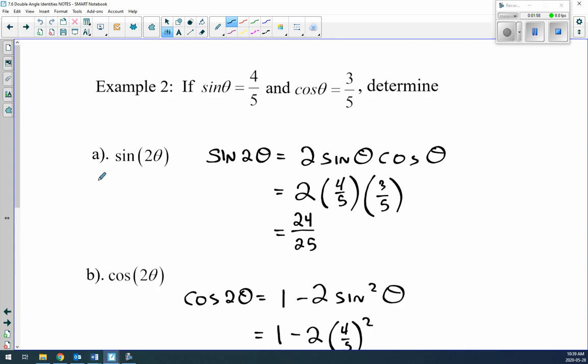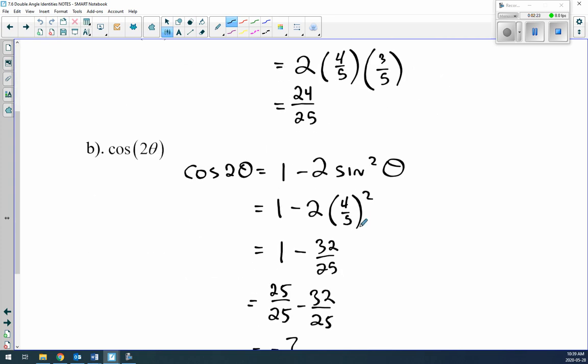If sine theta is 4 over 5 and cosine theta is 3 over 5, determine these two things: sine 2 theta and cosine 2 theta. Okay, so let's grab a formula. So sine 2 theta, there's the formula. We know what sine and cosine are, so just plug them in. Just multiply straight across, right? 2 over 1, 4 over 5, 3 over 5, 24 over 25. Really not that difficult, right? It's a matter of getting the right formula.